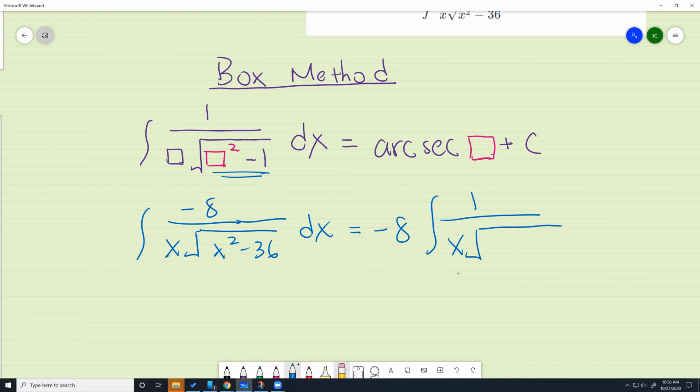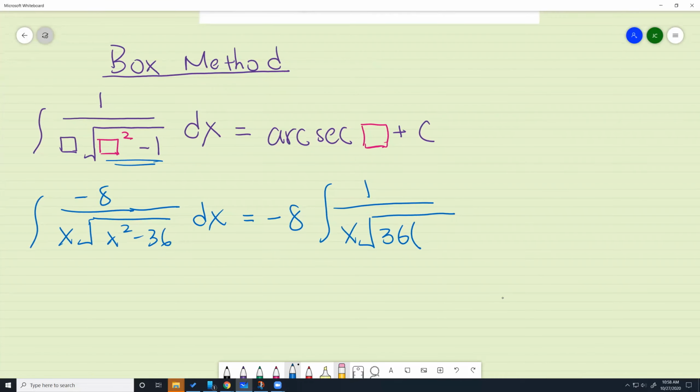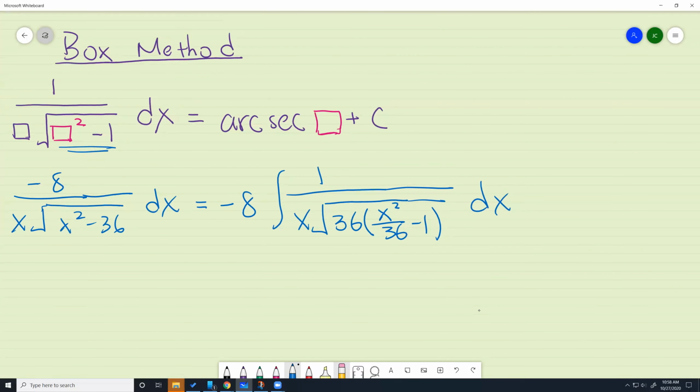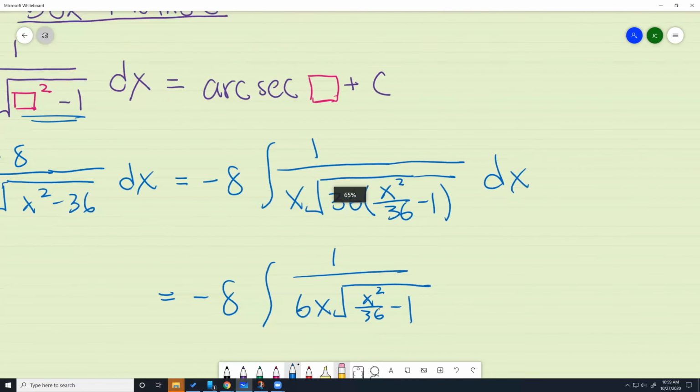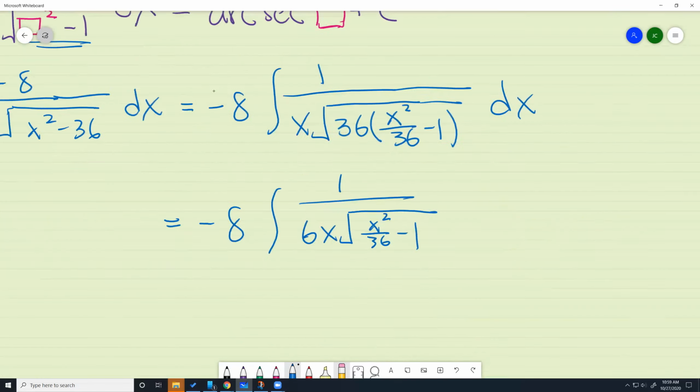Now, I said I was going to factor out 36, so I'll do that right now. In that case, you divide both terms by 36. I'm going to keep going on. You can actually factor out the 36, or take the square root of 36. So what's left behind is just x squared over 36 minus 1. Now that's really weird, x squared over 36, but that's actually what box squared is going to be.